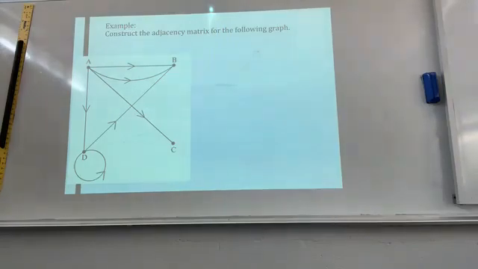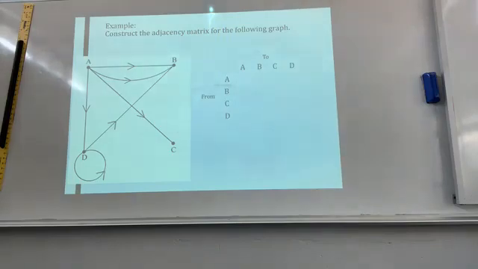You can see that the leading diagonal is not all going to be 0, correct? Because there's a loop. As soon as you see a loop, you know that the leading diagonal is not going to be 0. As soon as you can see a direction arrow, it is not going to be a symmetrical graph.